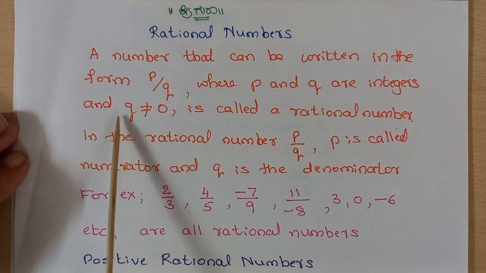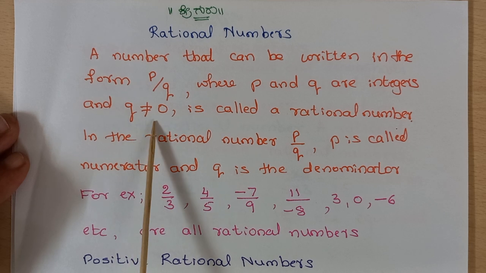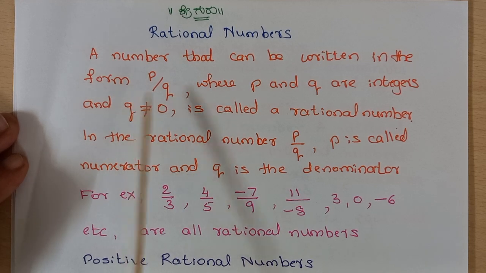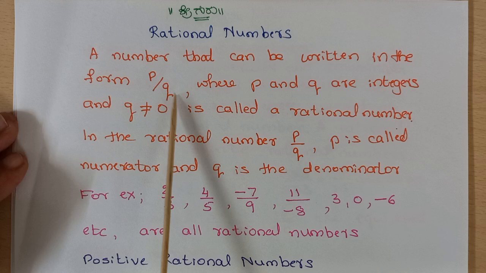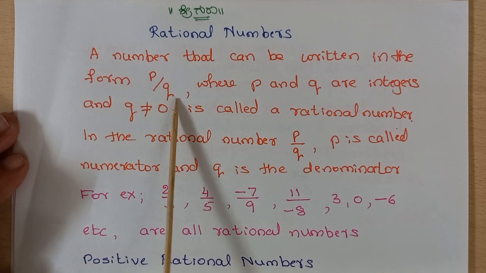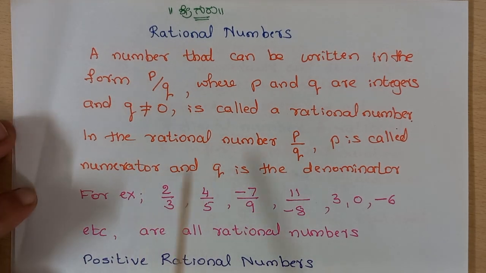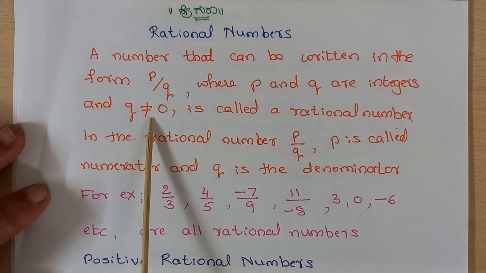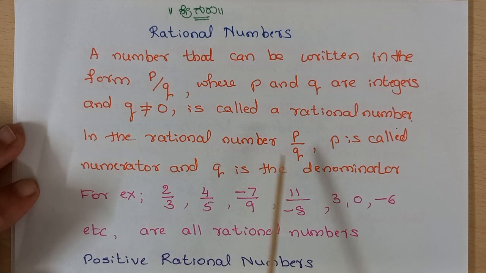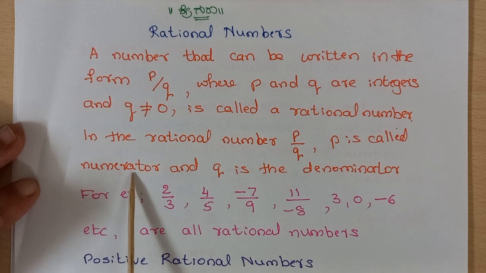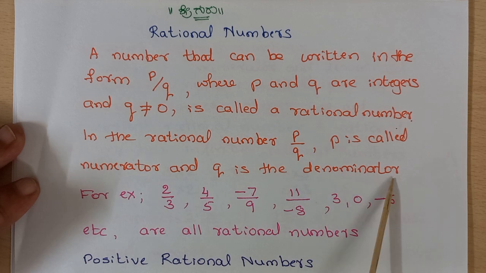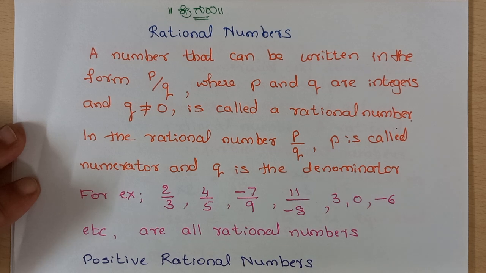Why is this q not equal to 0 mentioned? Because when we divide any number by 0, it is not defined. Therefore, this condition is mentioned. In the rational number p by q, p is called the numerator and q is the denominator, as we call in fraction. But fractions are always positive. But rational numbers contain integers.